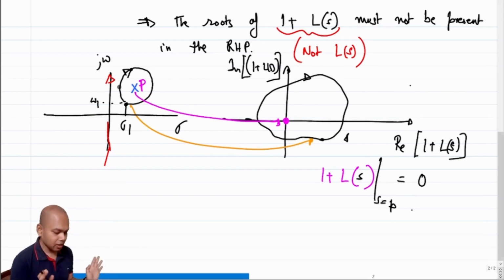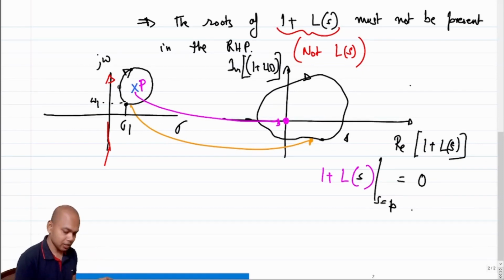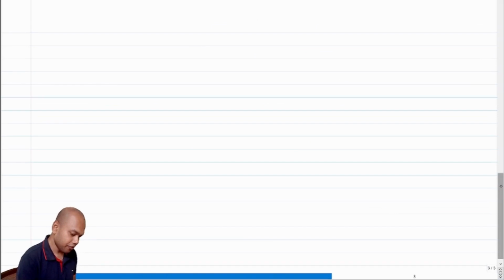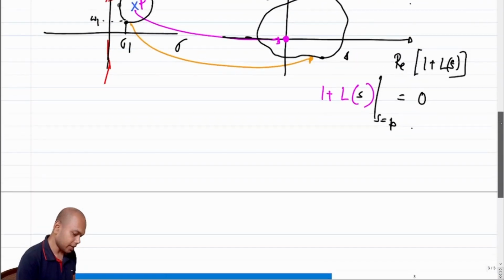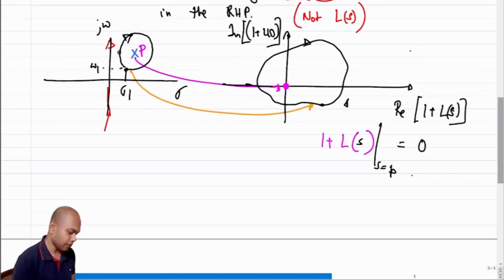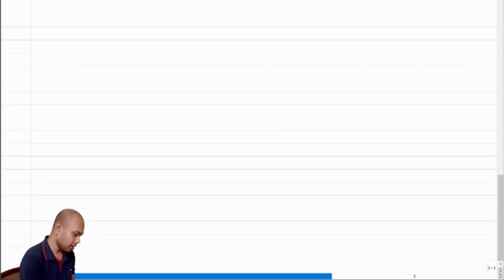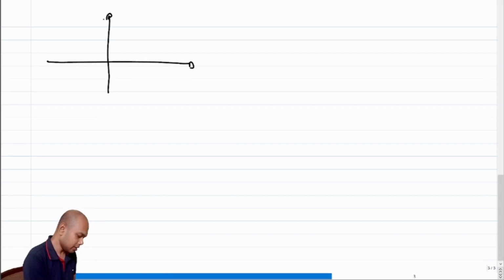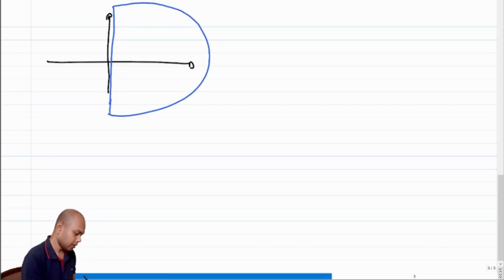So that's what Nyquist told us. And then he further extended this finding and said that while finding stability, all we have to ensure is that the roots of 1 plus L of s don't exist anywhere in the right half of the S plane.